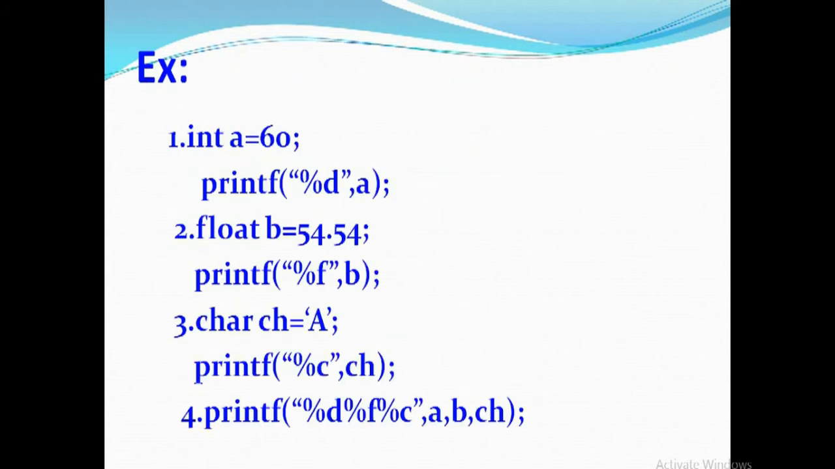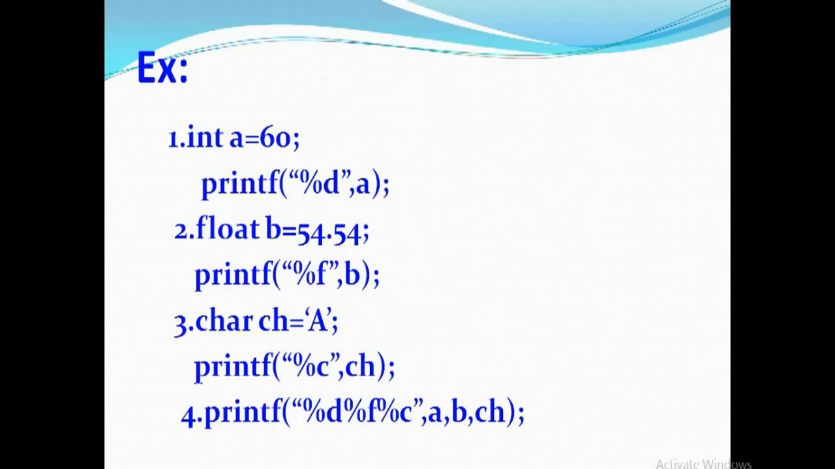Let us take an example: int a equals 60, assuming this variable is already available in system memory. Now if you want to write the data, printf, which type of data you want to write on monitor, %d, from which memory, a. Float b equals 54.54, printf %f, comma b. Character ch equals a, printf %c, ch.